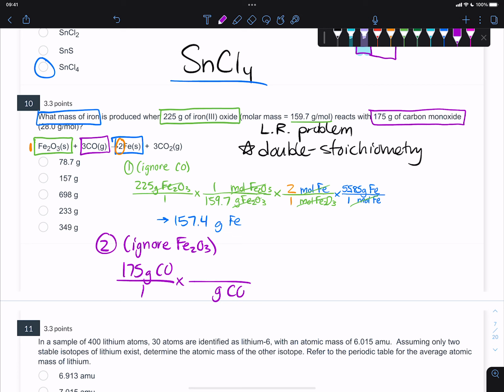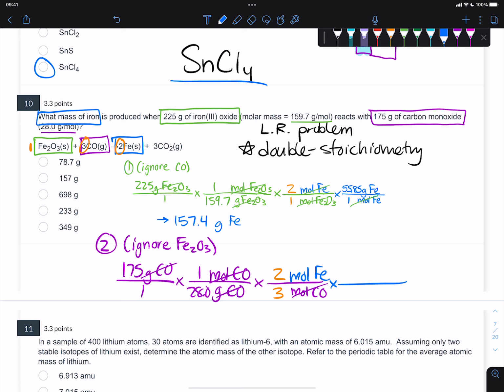Convert your grams of carbon monoxide into moles of carbon monoxide using the molar mass, which is given to us as 28 grams per mole. Grams carbon monoxide cancel. Convert your moles of carbon monoxide into moles of iron. And the relationship between that is there's a big 2 in front of iron and a big 3 in front of carbon monoxide. So you put 3 in front of the moles of carbon monoxide, 2 in front of the moles of iron, just like you did any other time. And you can do some cancellations here and here.